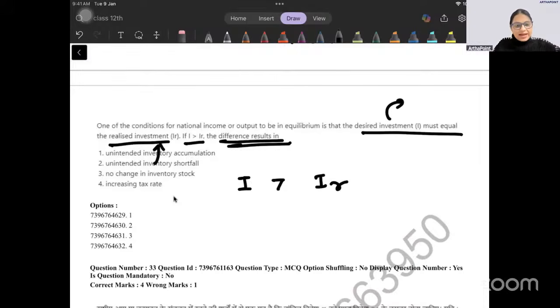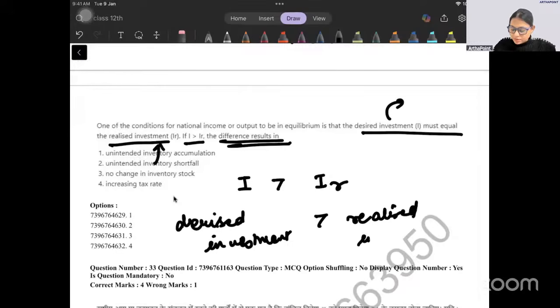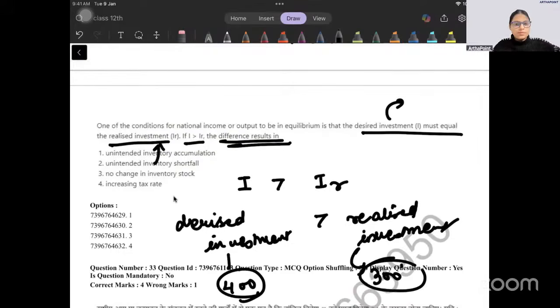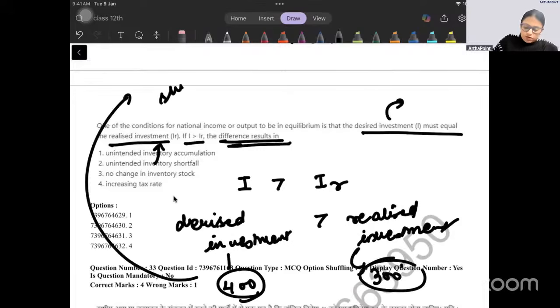Now, when I is greater than IR, it means that what I desired and what I did, there is a gap between the two, right? So I suppose I desired to do 400 amount of investment and I only did 300 amount of investment, right? It means that there was a shortfall of investment. I did less investment than I desired. Simple. So if there was a shortfall, answer will be 2. जितना investment करना था उससे कम किया है.